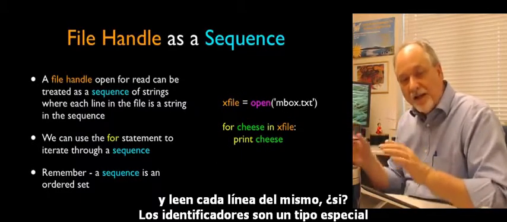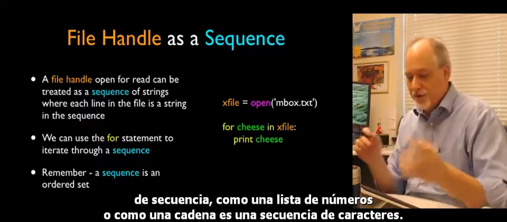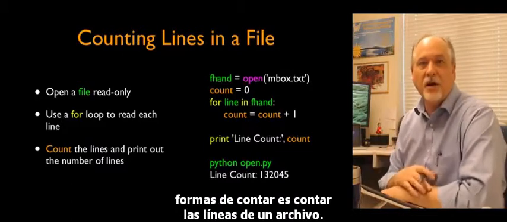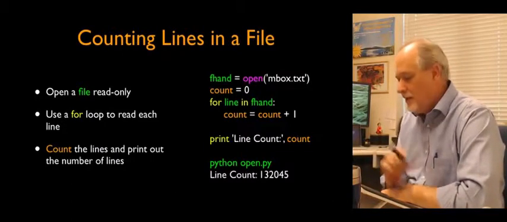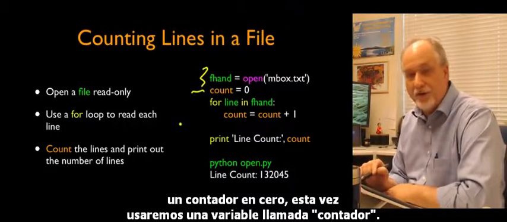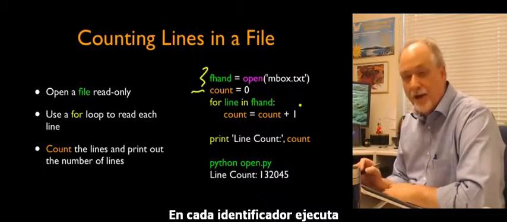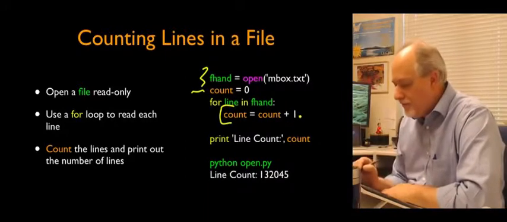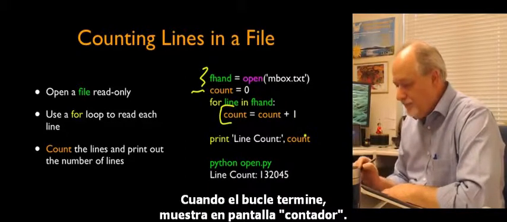So a file handle itself is a special kind of sequence, much like a list of numbers, or a string is a sequence of characters. So one of the things we can do is combine one of our counting idioms to count the number of lines in a file. How we would do that is we would open the file, and set a counter to 0. This time I'll use a mnemonic variable called count. For line in fhand, that says run this indented text once for each line in the file. For each line in the file, set count equals count plus 1. When the for loop is done, print the count.